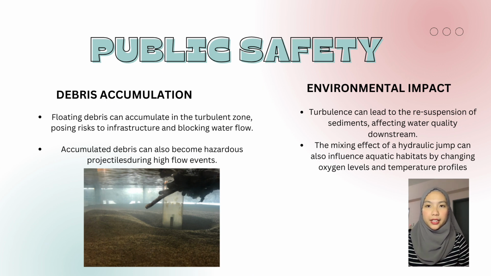The next point is debris accumulation. Floating debris can accumulate in the turbulent zone, posing risk to infrastructure and blocking water flow. And accumulated debris can also become hazardous projectiles during high flow events.